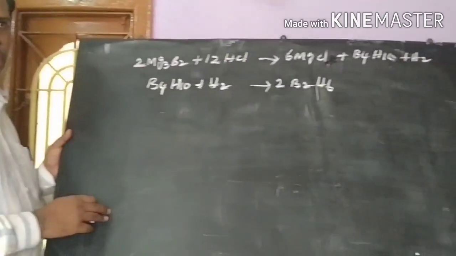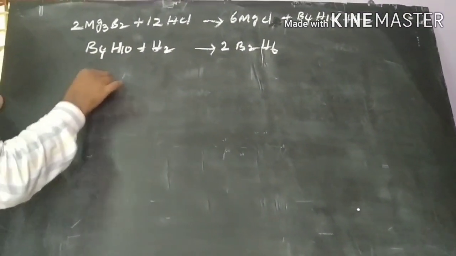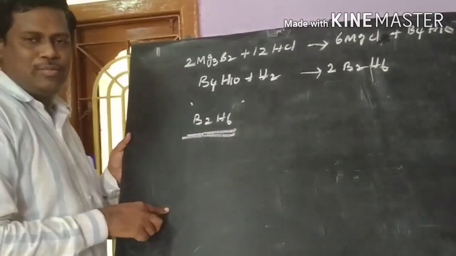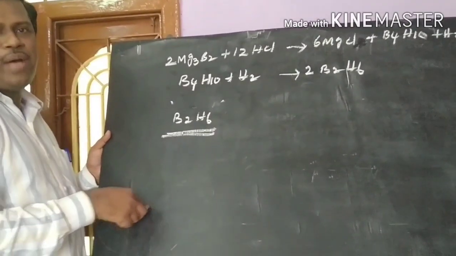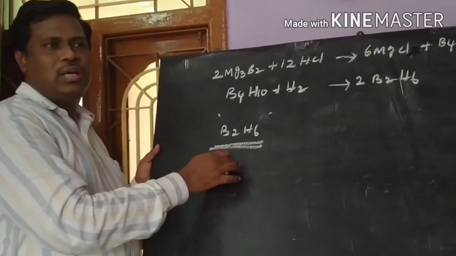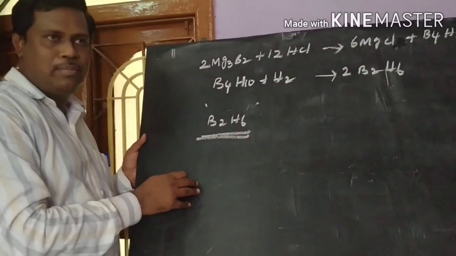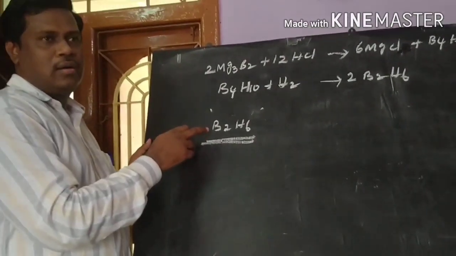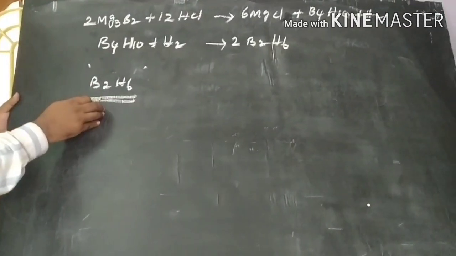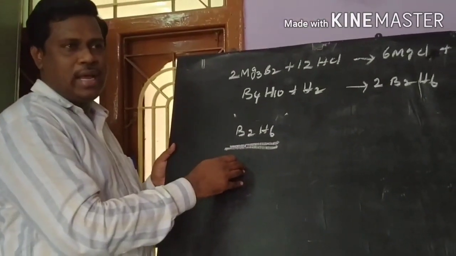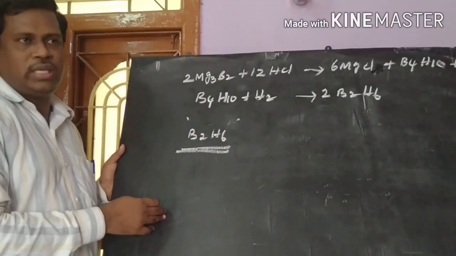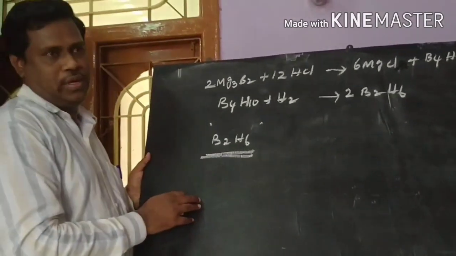Next, properties of diborane. Diborane formula B2H6. Boranes are colorless, diamagnetic compounds with low thermal stability. Diborane is a gas at room temperature with a sweet smell, and it is extremely toxic. Toxic means poison. It is also highly reactive.